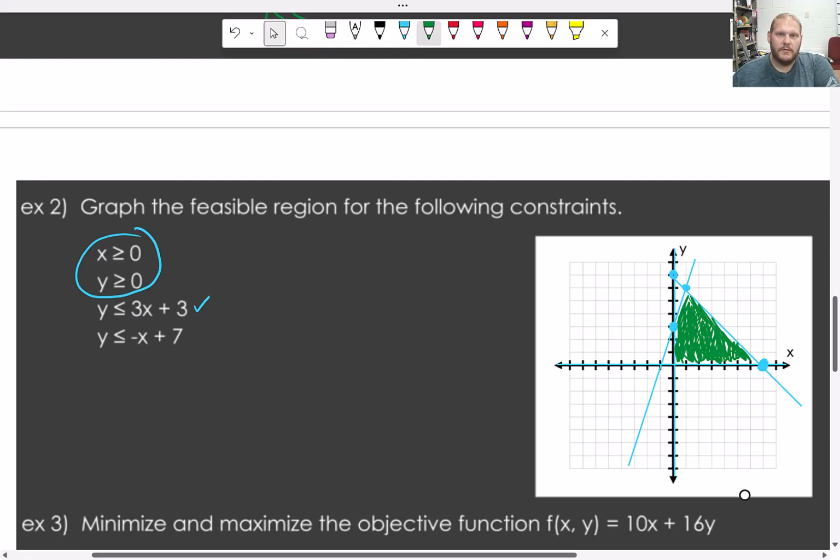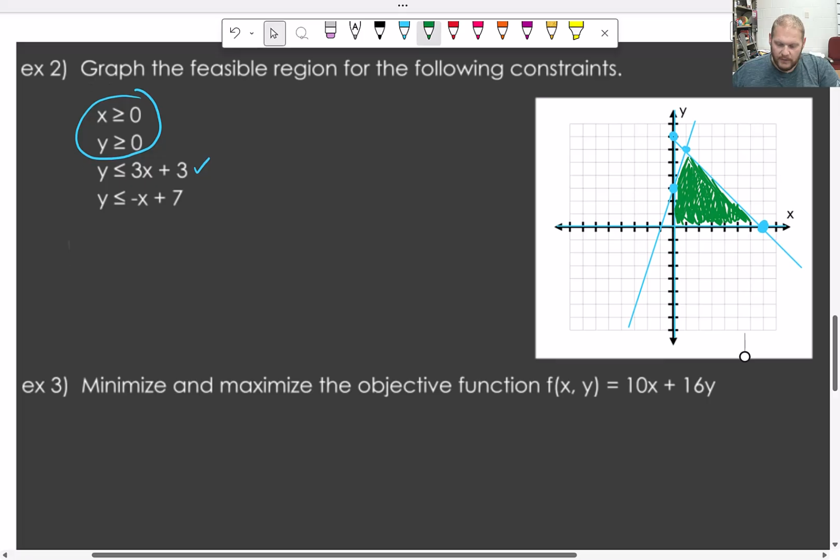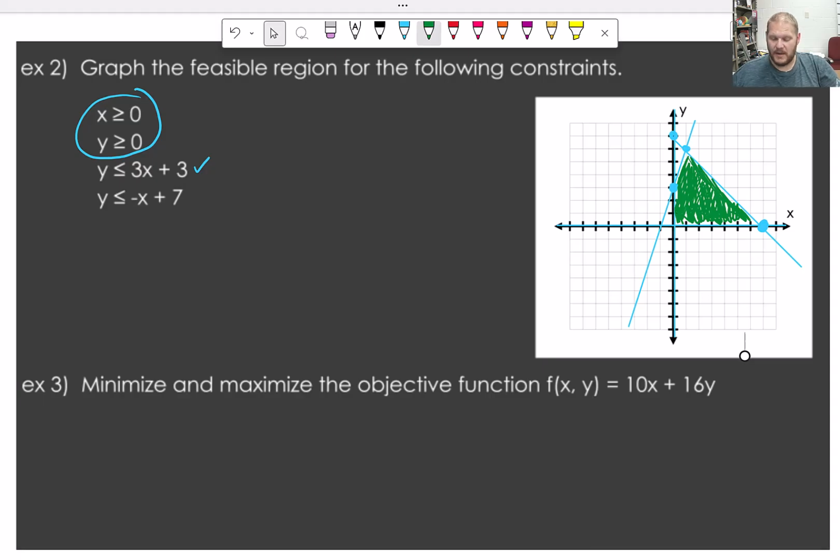Now, number 3, example 3 here, that we're going to finish off with, does continue using that same thing. They want us to minimize and maximize the objective function f of x being equal to 10x plus 16y. So we need to know what our vertices are first, and then we can plug those into our objective function to be able to find our different values to maximize or minimize.